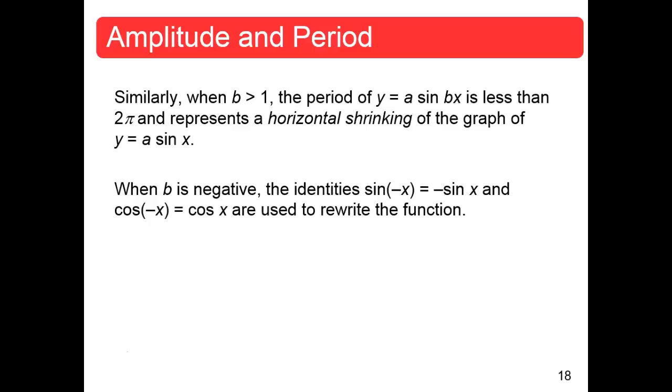When b is negative, you're reflecting across the axes, and then you just have to do the sine of a negative x is minus sine of x. So that's the same as reflecting across the y-axis. But cosine of negative x, because it's even, is the same as cosine of x, so it doesn't change a thing. So that's why we usually don't let b be negative. We keep b positive. Okay?